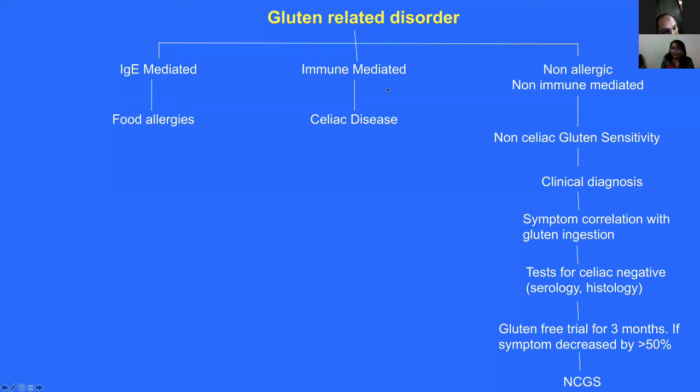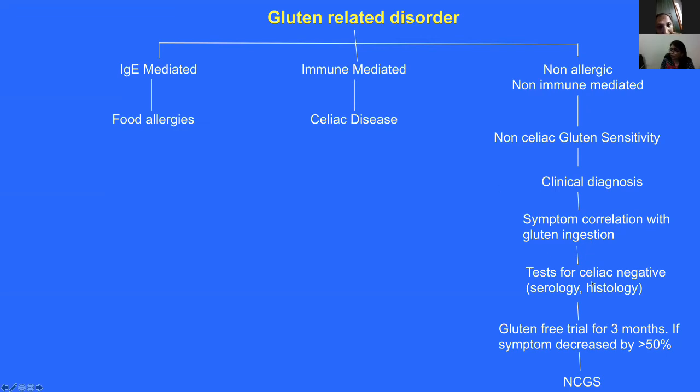Then comes celiac disease, in which wheat is taken, and that causes some immune injury leading to celiac disease, in which there is villous atrophy along with other extra-intestinal manifestations. A new term has come up as non-celiac gluten sensitivity. What is that? That is non-allergic, non-immune mediated, in which we make a clinical diagnosis. How do we make it? The patient says that they have symptom correlation with gluten ingestion.